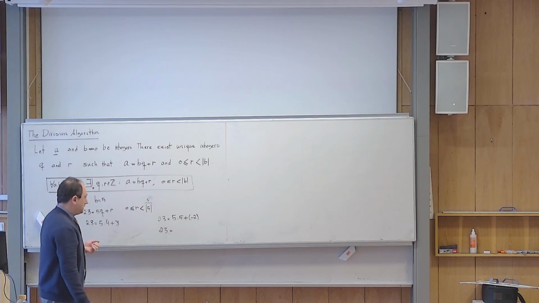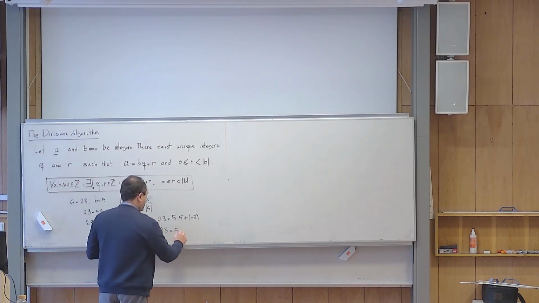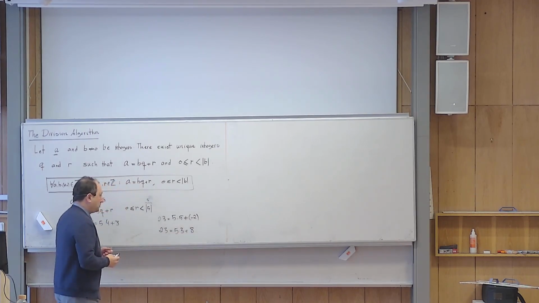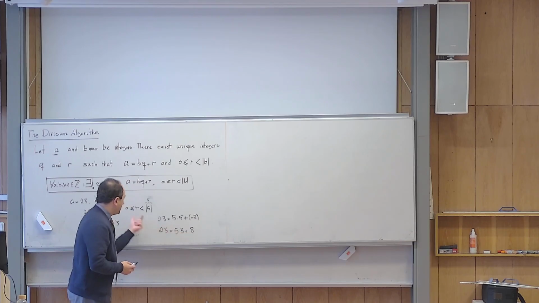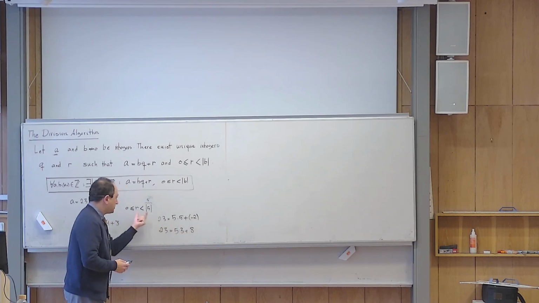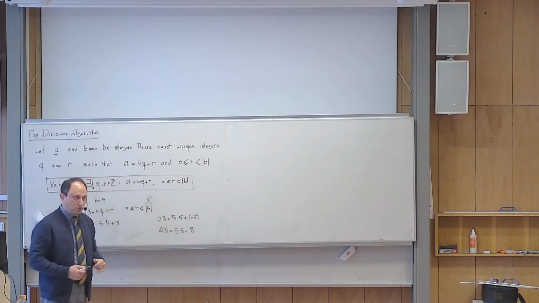5 times 3 and then? Plus 8. Very good. You see that this is again 23. But this number 8 satisfies the positiveness, but does not satisfy this condition that it should be less than 5.